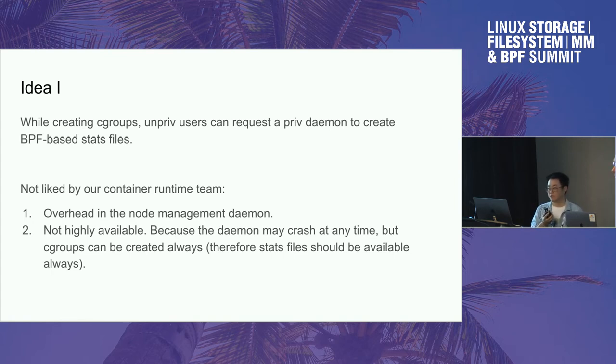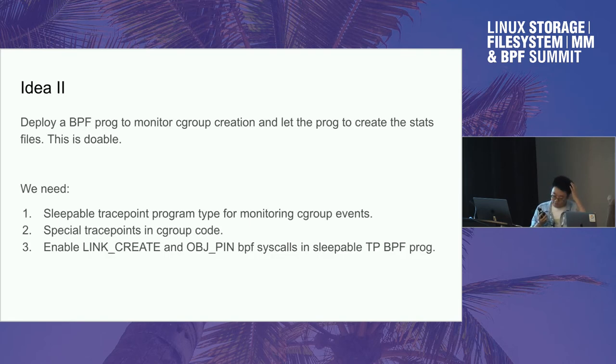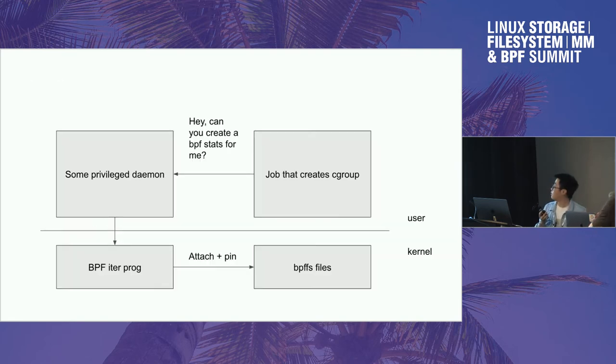Yeah. So there's a mismatch between the cgroup capabilities and the BPF capability we provide right now. That's a problem. This is the general architecture of how this goes: the job creates the cgroups and then asks the privileged daemon to create the stats for me, and then the privileged daemon will attach, pin, and create the files. Okay. And in the previous slide, will it do loading too or not? We can assume that loading is done at boot time. The kernel can do that, and then what you do is just really in the kernel.